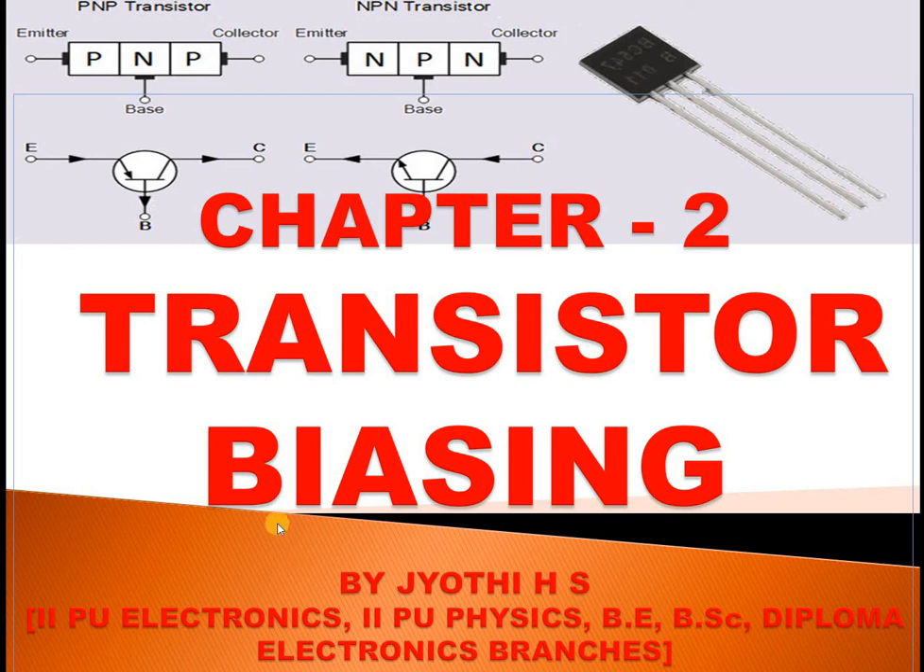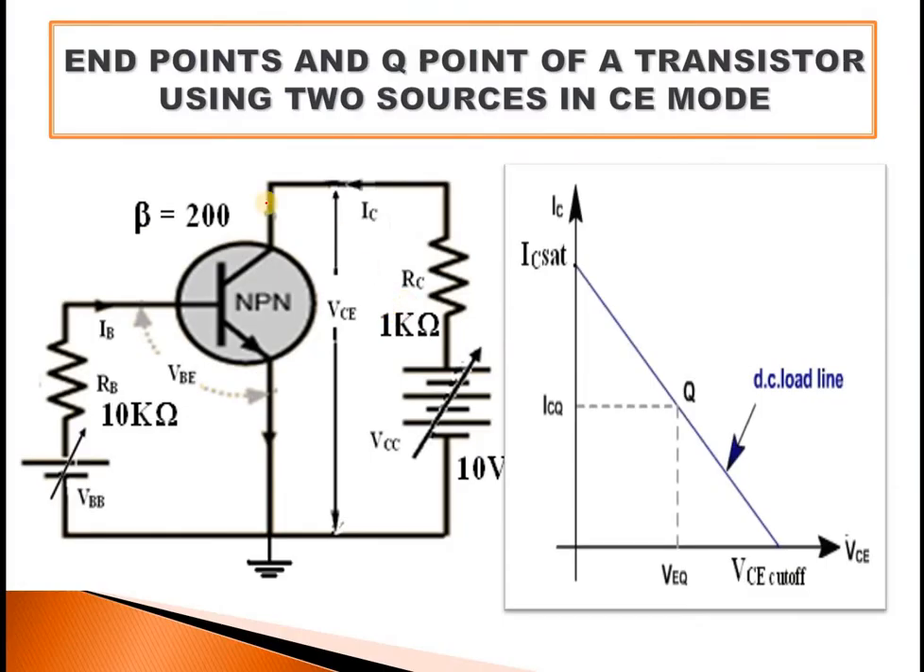Hi, today I am going to teach you the transistor biasing chapter. This chapter is in 2nd PUC Electronics, 2nd PUC Physics, BE first year, BSc, Diploma, all electronics branches. This is a very important chapter as this is the basics for the amplifier circuit. It's derived as Q point as well as DC load line by using two sources.